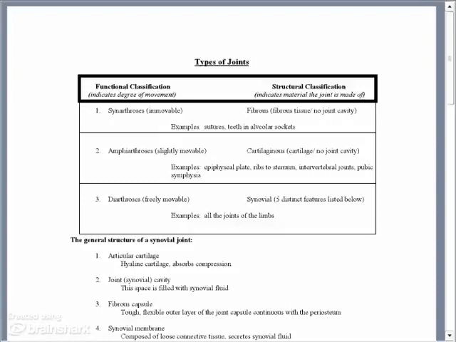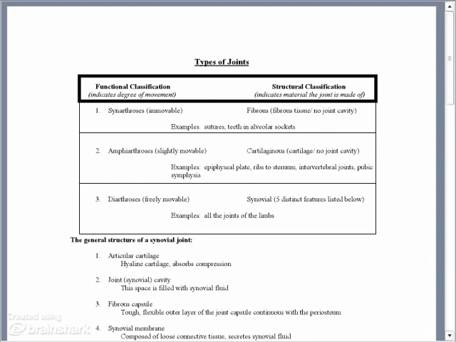This is types of joints, and essentially we can classify joints functionally as well as structurally. If we classify a joint functionally, we are indicating the degree of movement that can take place at that joint. So for example, we have joints that are freely movable, like our knee, and then we have other joints that are immovable, like the sutures in the skull. So we classify them based on their degree of movement.